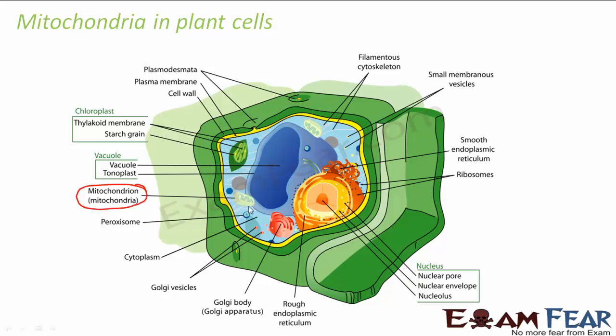Again, it looks similar, right? Now, it is not necessary that one cell can have only one mitochondria. It can have multiple mitochondria also. For example, in this cell, you have one mitochondria here. Again, you have another mitochondria here. So, you can have one or you can have many.